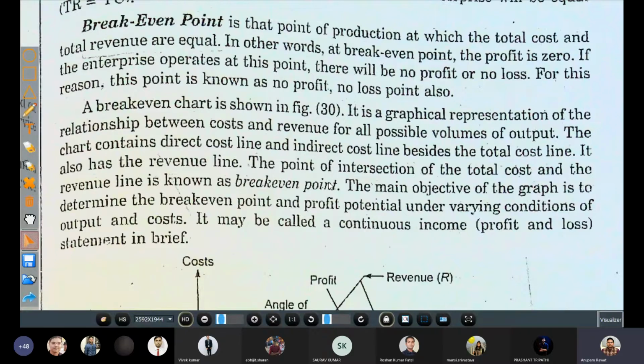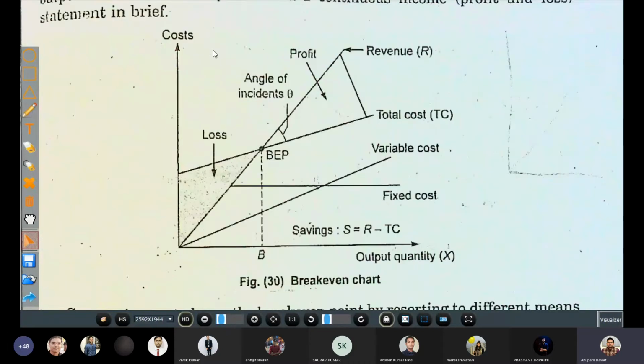In other words, at the break-even point, the profit is zero, and if the enterprise operates at this point, there will be no profit, no loss, and for this reason, the point is known as the break-even point, or no profit, no loss point also. So we can see this break-even chart and this graph.